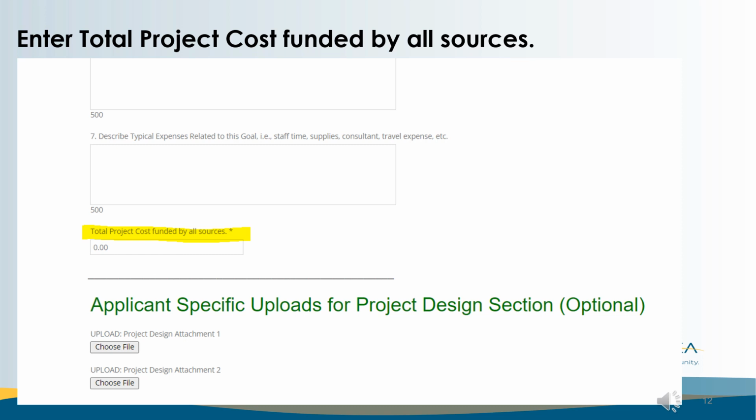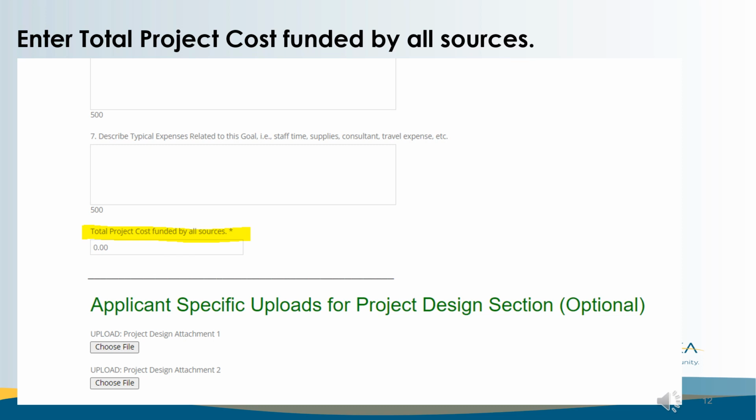Just after inputting the performance plan goals, there is one other field to be filled in, and that is the total project cost funded by all sources. So this is going to be the total cost for the project, whether funded by trust fund and other sources or just trust fund. For example, if you are requesting $20,000 in trust fund and have no other sources listed in any of the performance plan costs, then you would be just putting in $20,000 as your total project cost.